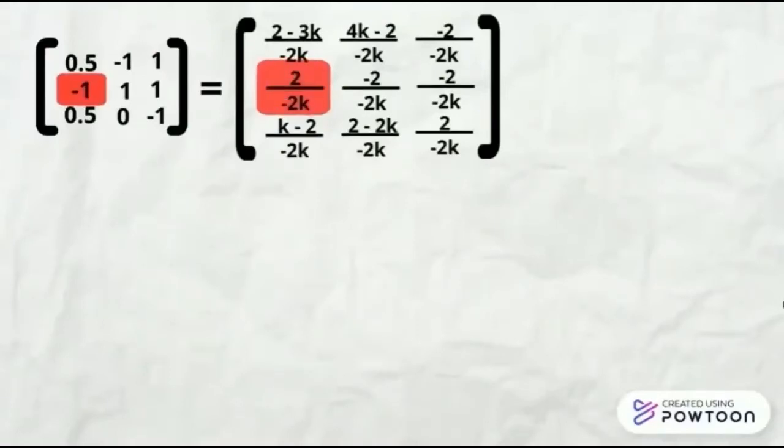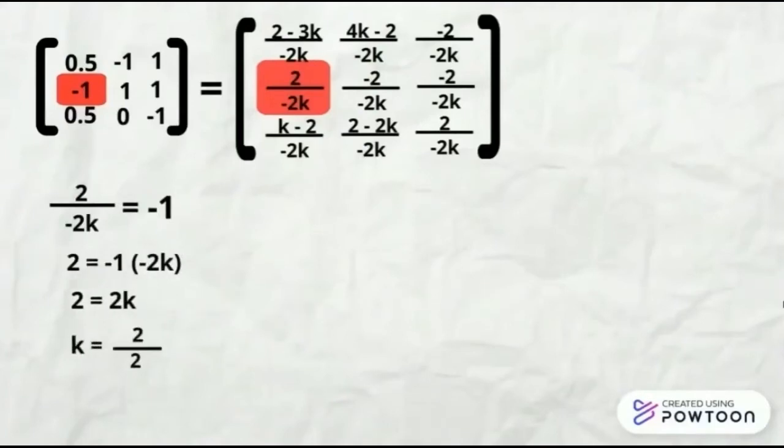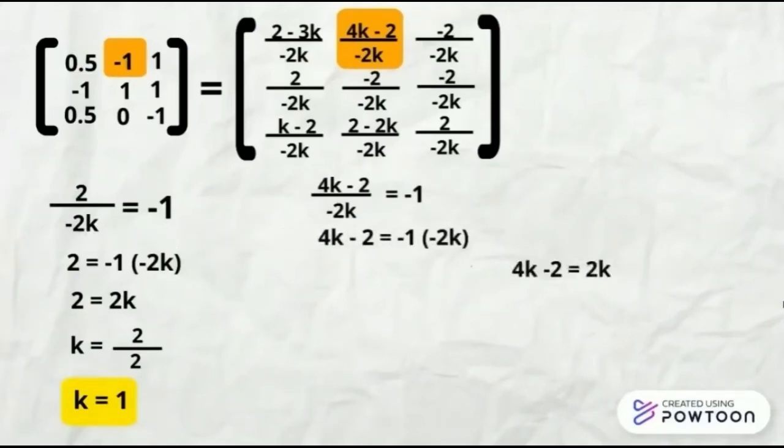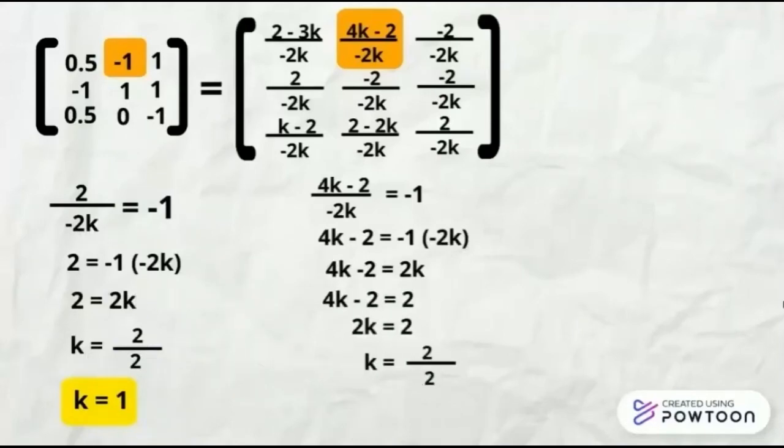To check our answer, let's take one more element from the equation. As an example, if we take it from row 1, column 2, we will get the equation of 4k minus 2 over negative 2k equals negative 1. By solving this equation, we will also get the value of k, where k equals 1. So from these two examples, we can see that any element from the equation can be used to find the value of k. And this is how we solve this question, where there is an unknown in the original matrix and we are required to find it.